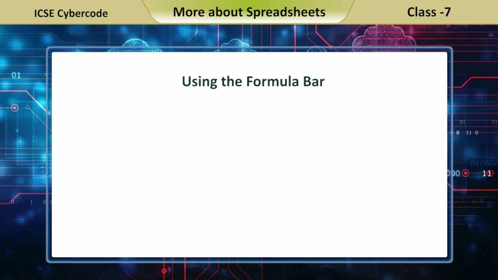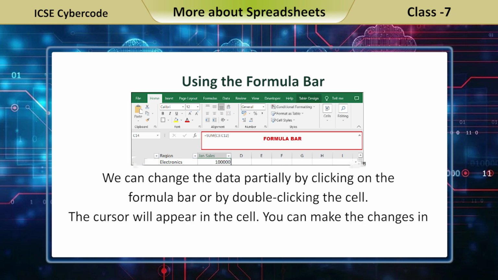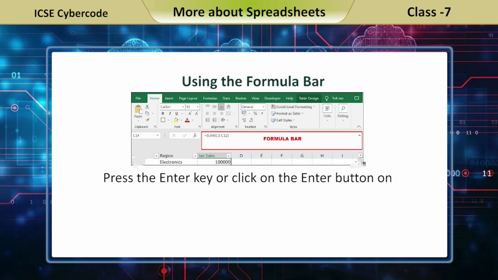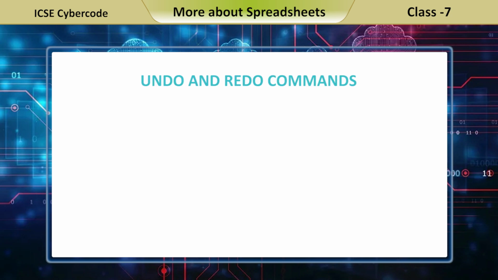Using the formula bar, we can change the data partially by clicking on the formula bar or by double-clicking the cell. The cursor will appear in the cell. You can make the changes in the formula bar or in the cell itself. Press the Enter key or click on the Enter button on the formula bar. The cell contents will be changed. We can use the F2 key to edit a cell. Undo and redo commands.